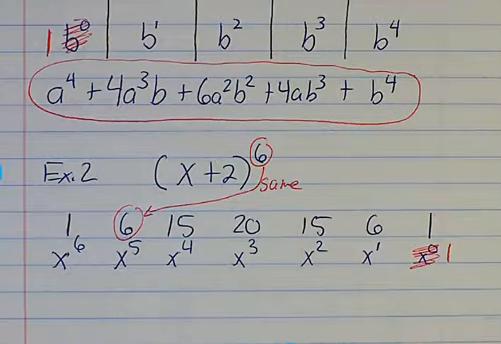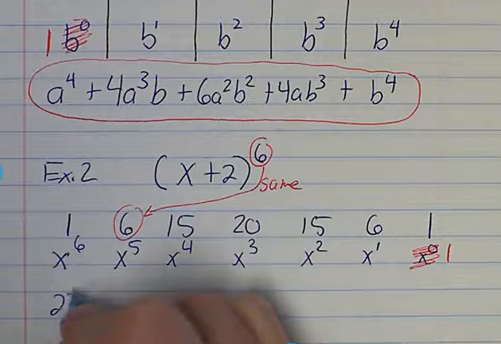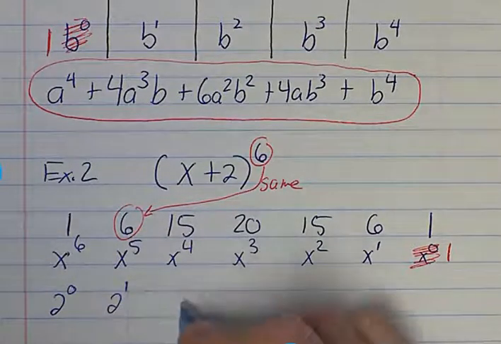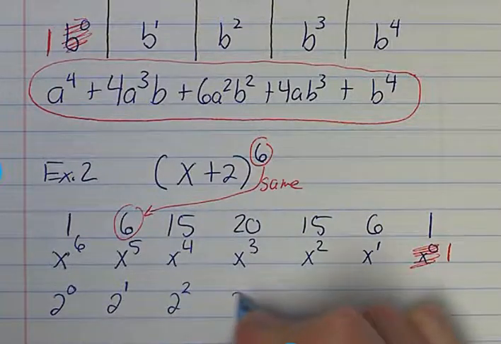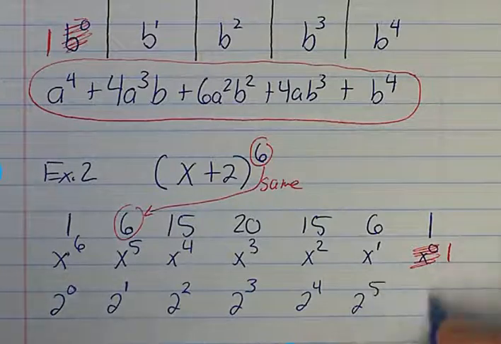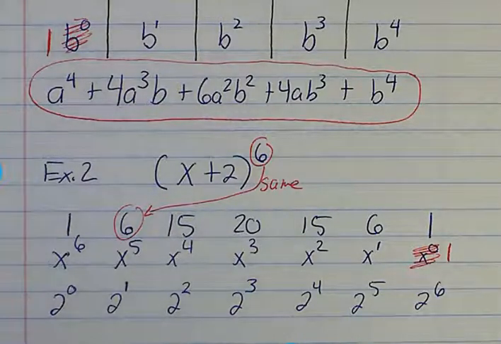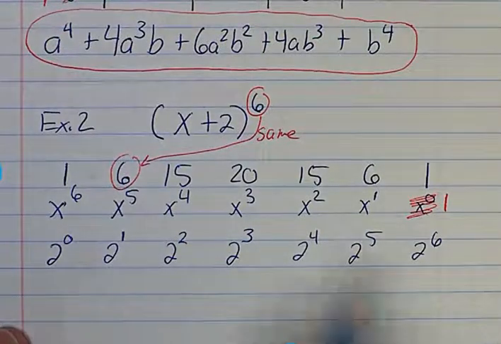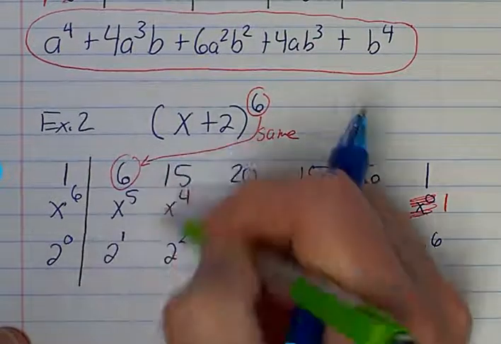Okay, now here's the part where, by the second term not being a variable, it's just a number. So now we're going to count it up. It's 2 to the 0 power, to the first, to the second, to the third, to the fourth, to the fifth, and to the sixth. And then go back and draw lines through all those different columns.